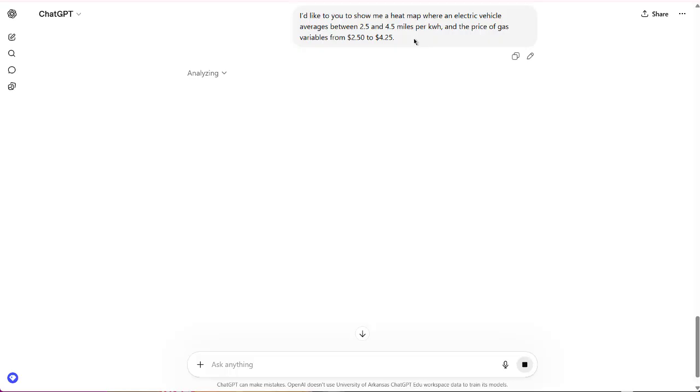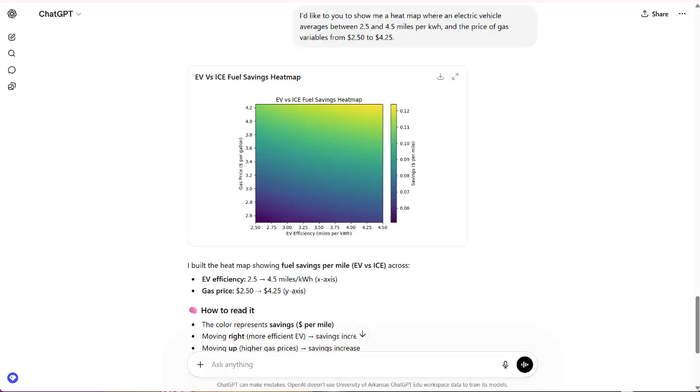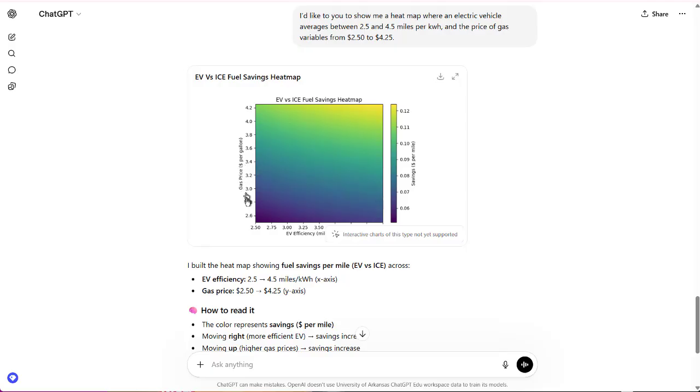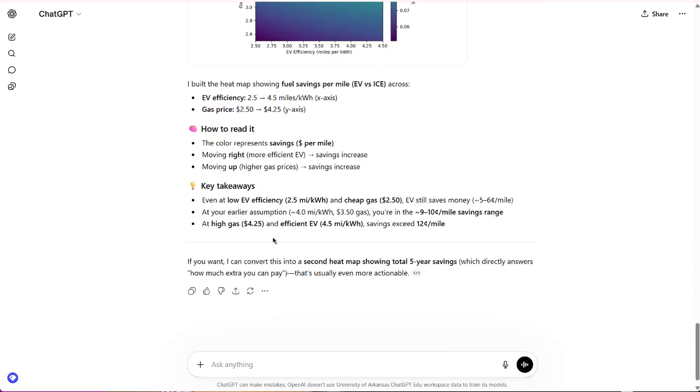Generally, a heat map or sensitivity analysis, or within Excel, a data table, does best with two variables. We say, which assumptions are most important, and then we evaluate based on those assumptions. So this is pretty good. There's the heat map. You can see how much that is, and this is in dollars per mile. But I'm interested in the overall savings. If gas prices are low and the efficiency is low, then we're down here, and otherwise it's high. But I'm interested in the cash flows associated with it.